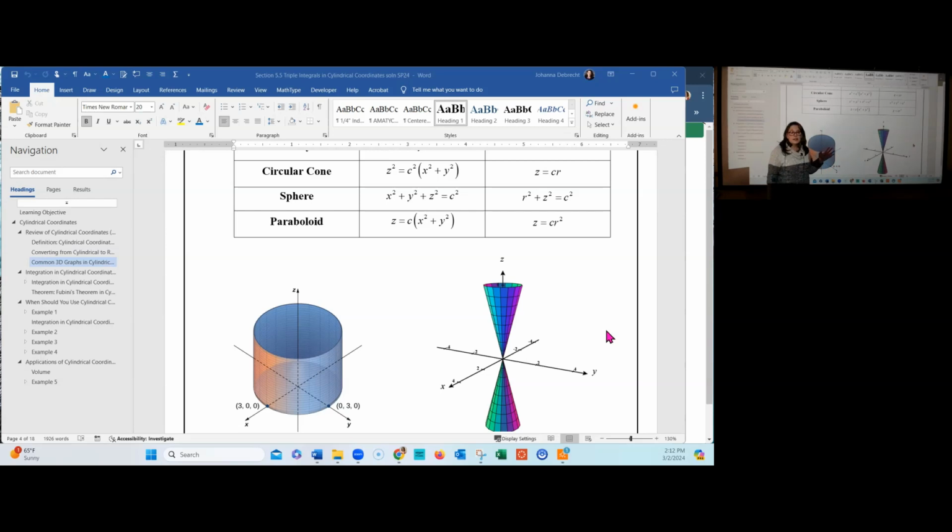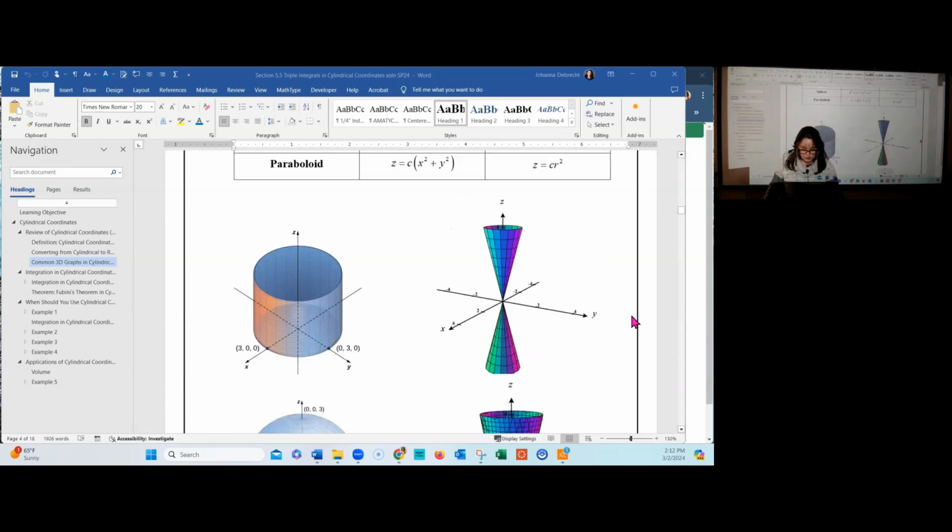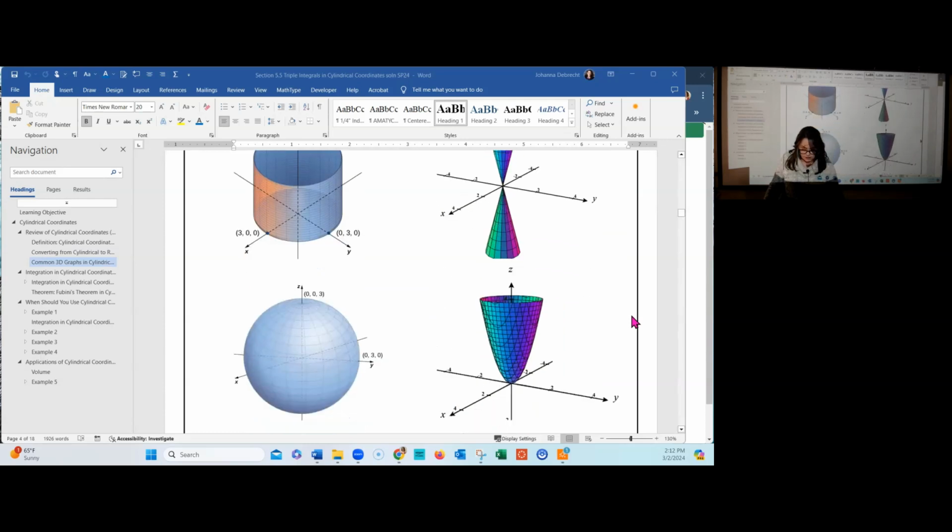A sphere is another object that we can work with in cylindrical coordinates, though it makes more sense to use spherical. The sphere in the rectangular system is x squared plus y squared plus z squared equals c squared. And since x squared plus y squared is r squared, in the cylindrical system it's r squared plus z squared equals c squared.